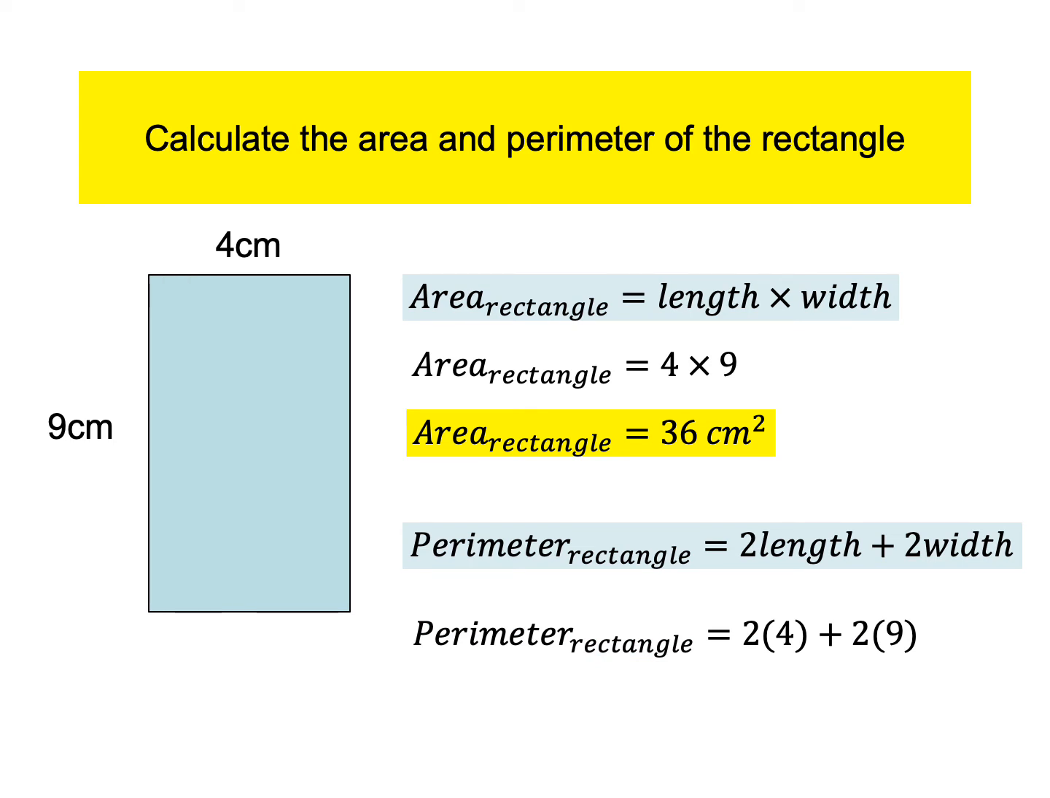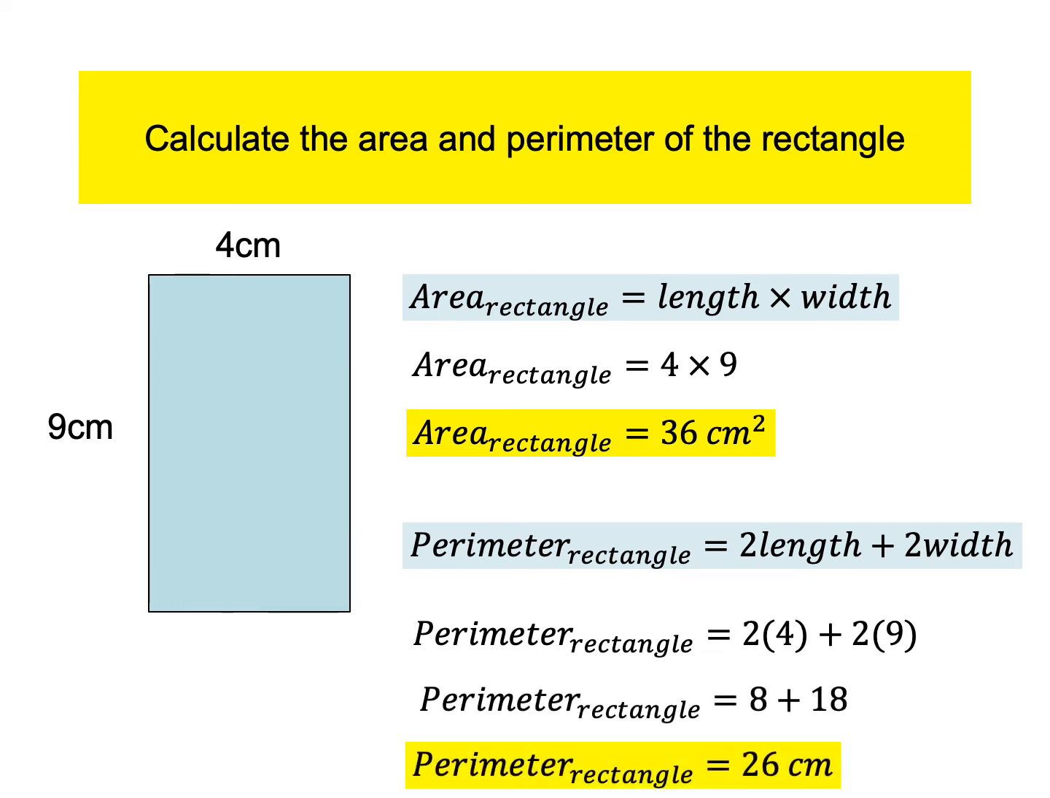And 2 times 9, since there are 2 nines. Follow PEMDAS: 2 times 4 is 8, 2 times 9 is 18, and 8 plus 18 is 26. I almost said 36. Notice there is not necessarily a relationship between area and perimeter, like one is not always bigger than the other. They're each separate calculations, so do each one separately.